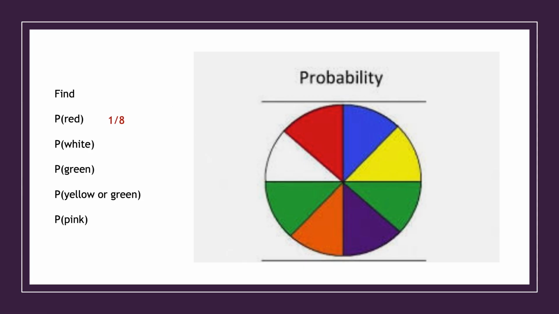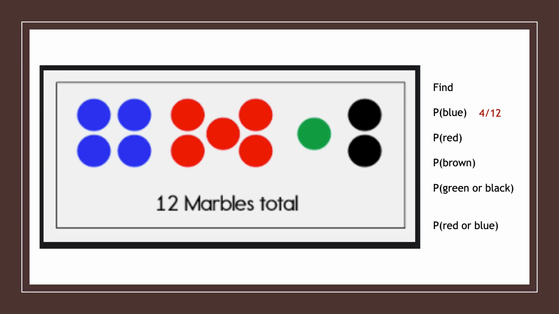All right. So now we have some marbles. 12 total marbles. That means there's 12 ways to do something. There are 4 blue, 5 red, 1 green, and 2 black. Find the probability of blue. Well, that's going to work out to be 4 12ths because there are 4 blue marbles out of the 12 marbles total.